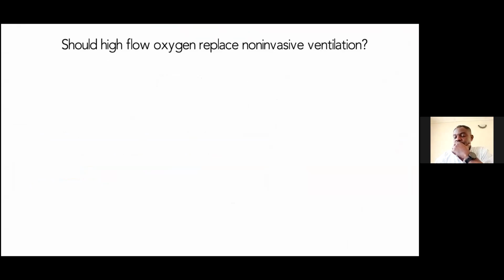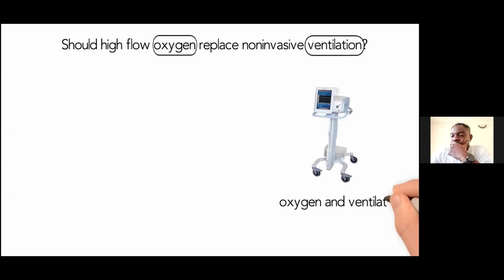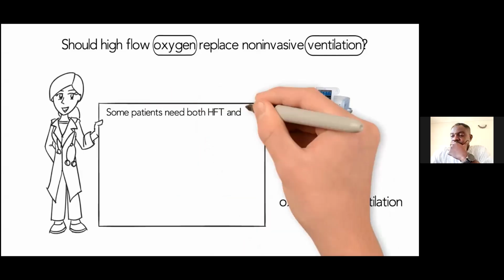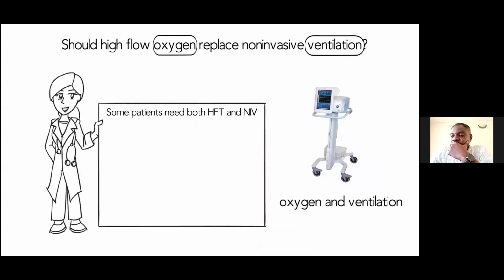Absolutely not. High flow oxygen delivers just that, a high flow of oxygen. But sometimes patients have issues with CO2 or ventilation, and not just issues with O2 or oxygenation. NIV is effective for both oxygenation and ventilation. This is why HFT and NIV are often used together on some patients in a complementary fashion.